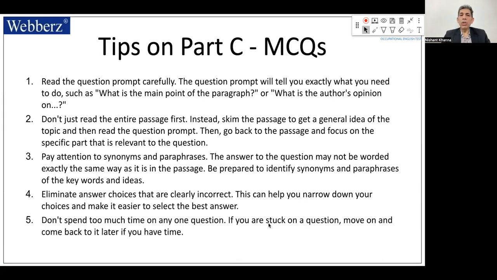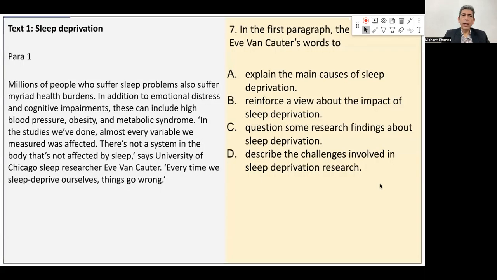And tip 5 is don't spend too much time on one particular question. If you're stuck on one question, move on. Come back to it later whenever you have time. So keep on doing that. Keep on shuffling in between because you can go forward and backward very easily. It's a paper-based test. Now, let's see. I'm going to do one with you and then see what happens.